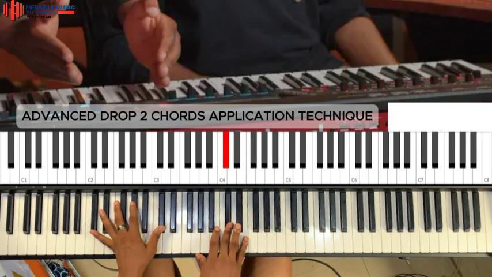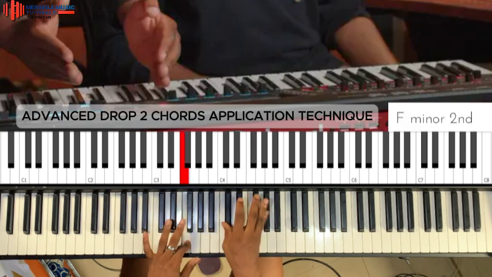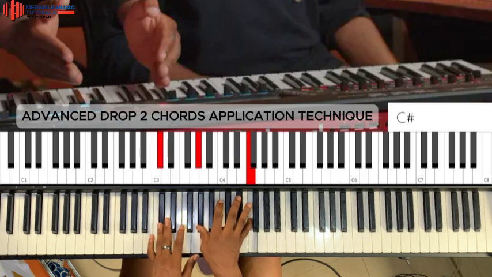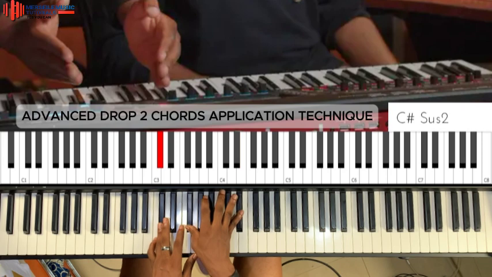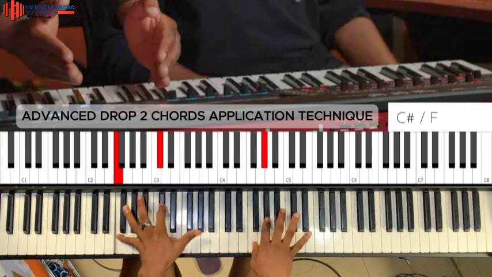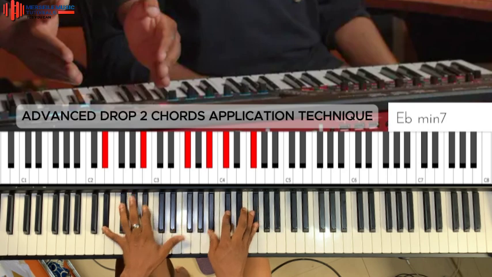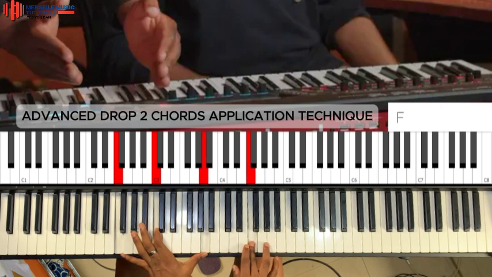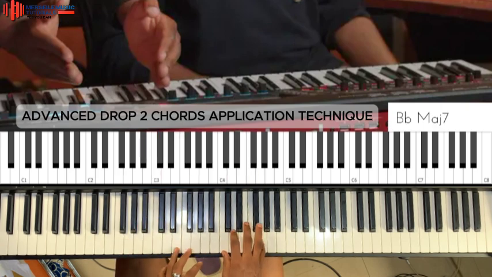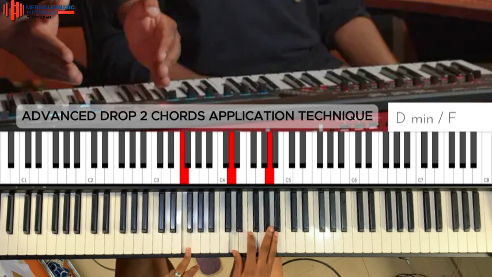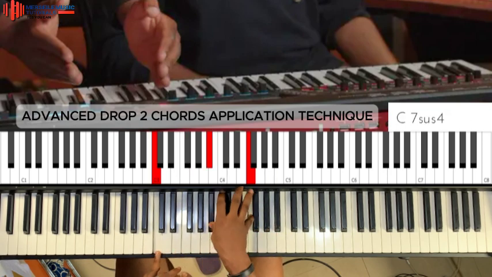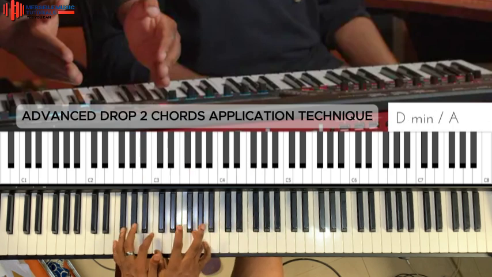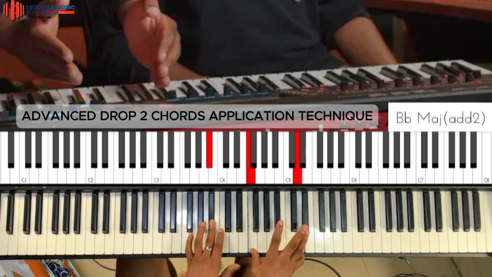What key am I in? Sorry. So that's trying to play around. Don't mind me. So I'm trying to move those same things into another key. I'm in the key of F.